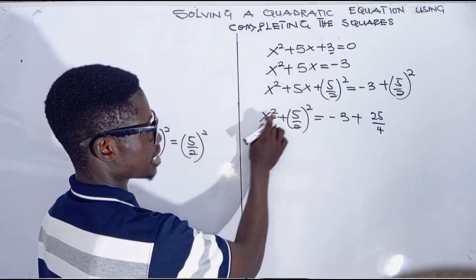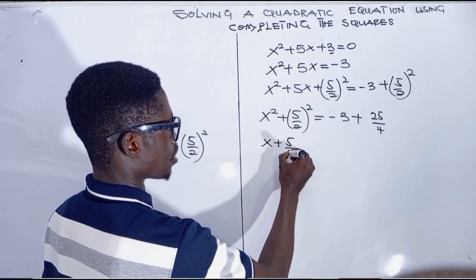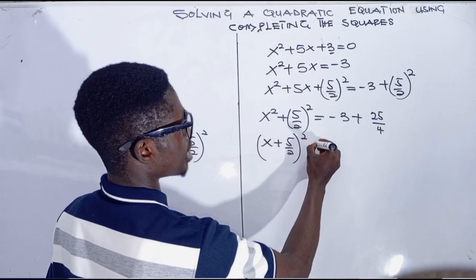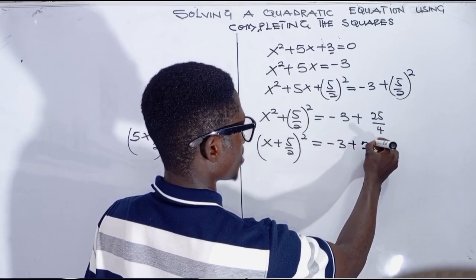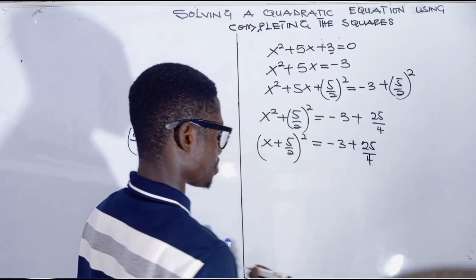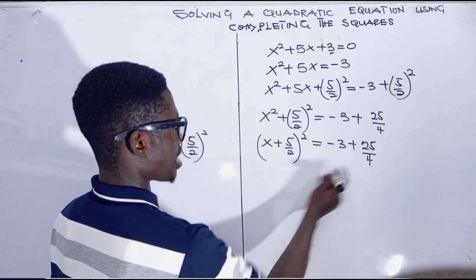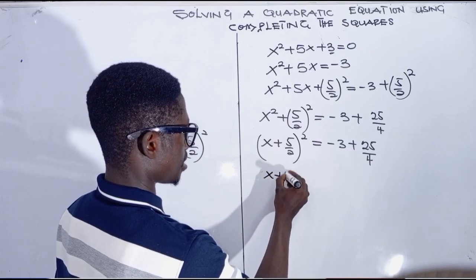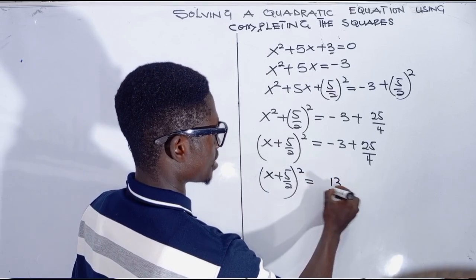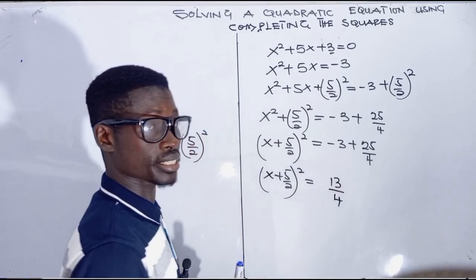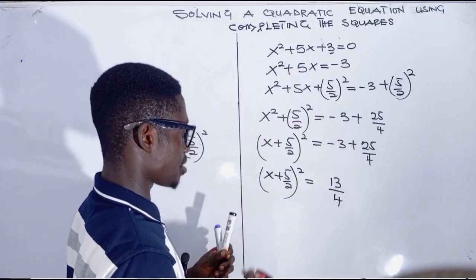Now since we have a perfect square here, we can write this as x plus 5 over 2 all squared is equal to minus 3 plus 25 over 4. So when you simplify this, we are going to have x plus 5 over 2 all squared is equal to 13 over 4. That is when you simplify this. Now we are looking for x, so what do we do? We have to take the square root on both sides of the equation.